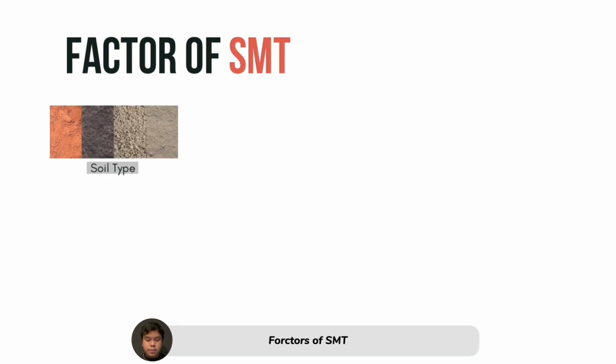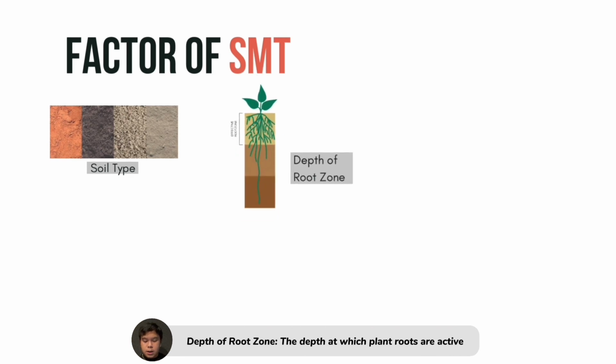Factors of SMT. Soil type. Different types of soil have varying water holding capacity and water retention properties. Sandy soil typically has lower water retention, while clay soil has higher tension due to its ability to retain water. Depth of root zone. The depth at which plant roots are active can affect SMT. Deeper roots can access water at lower tension, whereas shallow-rooted plants may require a higher SMT for water uptake.